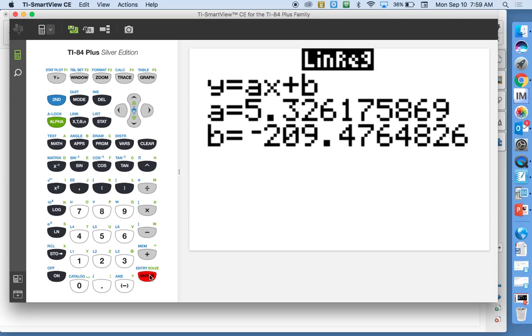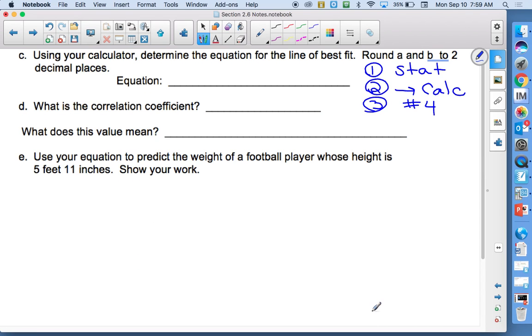So when it wants us to write the equation, we're using 2 decimal places. So make sure you're rounding the a to 2 decimal places, you're rounding the b to 2 decimal places. So a is your slope, the b is the y-intercept. So Julian, can you give me an equation with rounding to 2 decimal places? Y equals 5.33x minus 209.48.